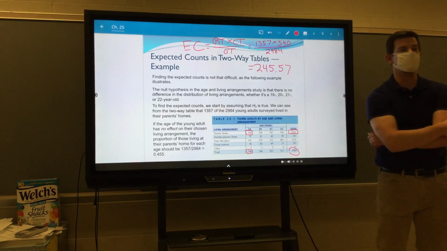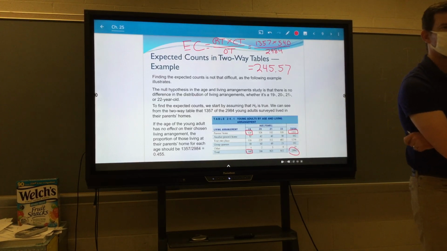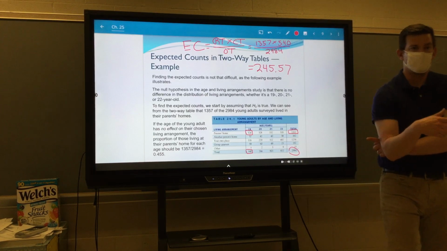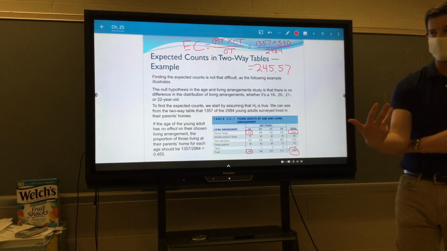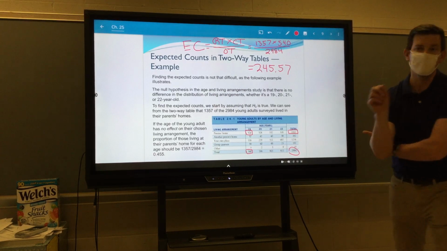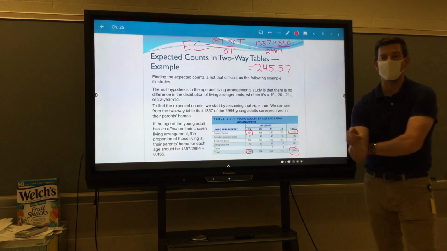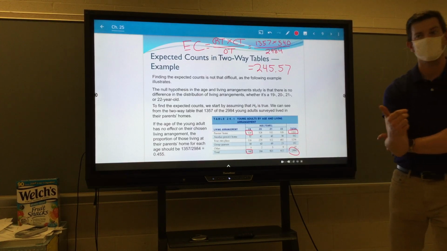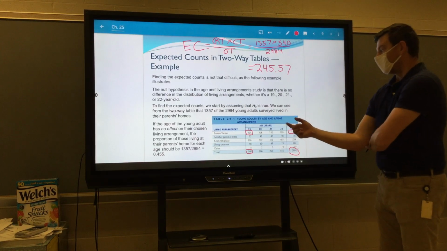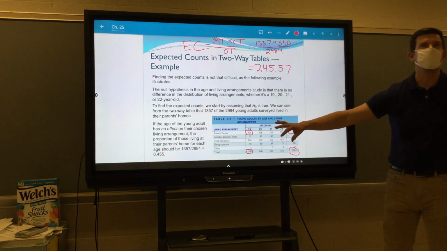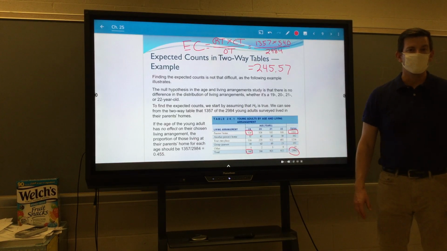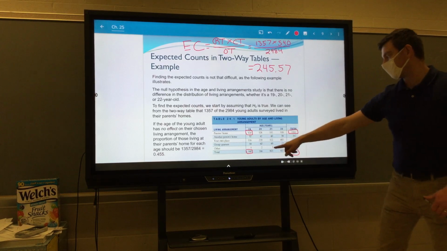Instead, we had 324. There's a difference there. Is that a big difference? Is that a significant difference? That might be something that we follow up on if our test does come back as significant. But that was one of 20 comparisons that we have on this two-way table. There are 19 more to do.